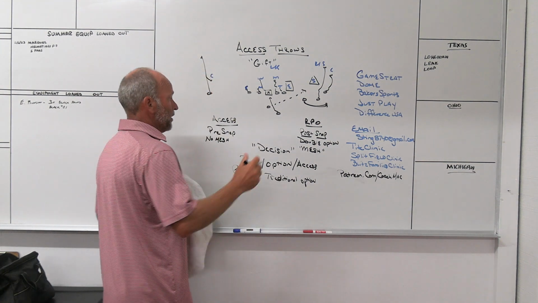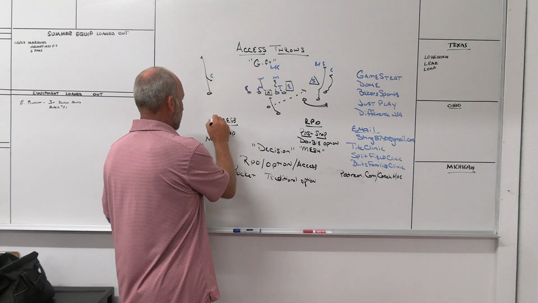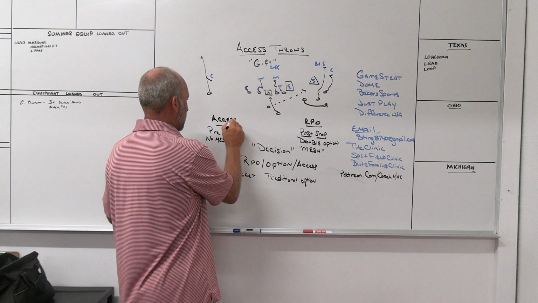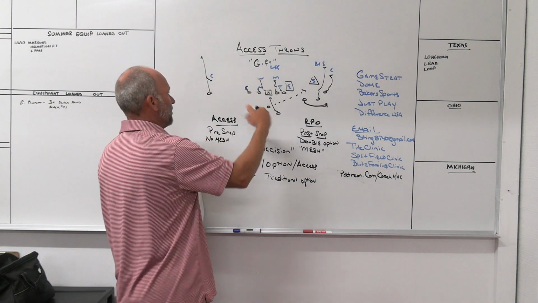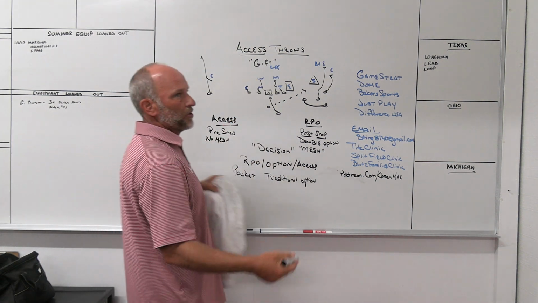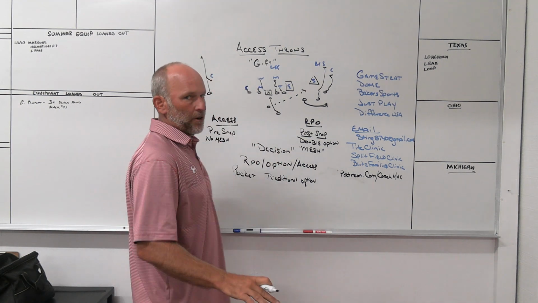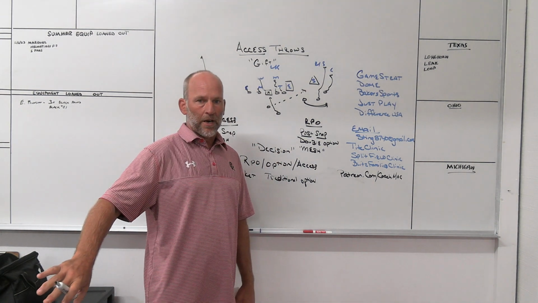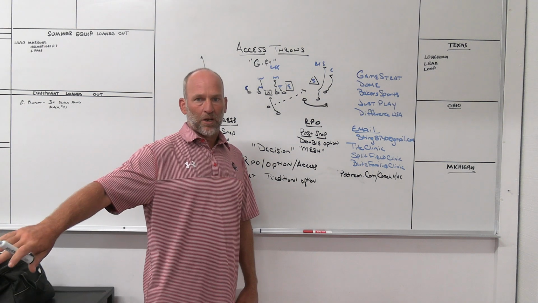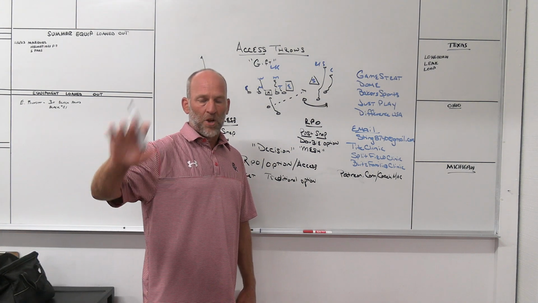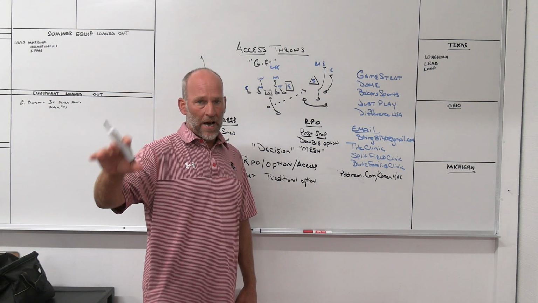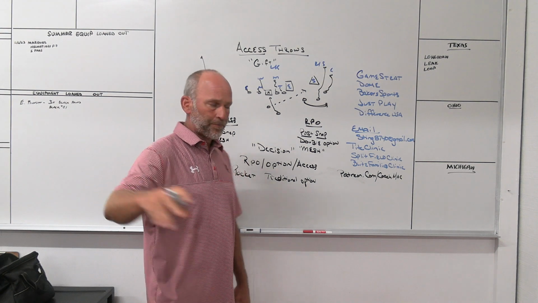So again, access, what is it? It is pre-snap. It's a gift. It's something that the defense gives us based on their alignment, and we can take it at any time. If we take it, there's no mesh with the running back. There's nothing post-snap that goes on. We are pre-snap throwing this ball, and now you're stuck in that world. You've got to live with it.